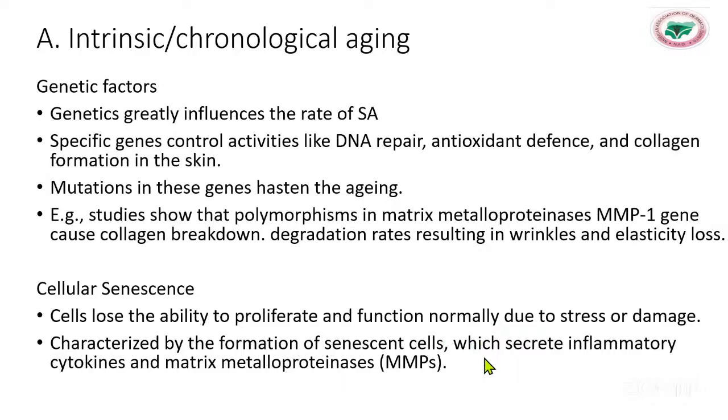Cellular senescence is characterized by what we call senescent cells, cells that are tired or already damaged. They also secrete inflammatory cytokines and MMPs, matrix metalloproteinases. And this causes different changes in the skin, like I said before: wrinkles and elastic fiber loss. They reduce skin elasticity, as well as causing degradation of collagen fibers. So that would be responsible for wrinkles.